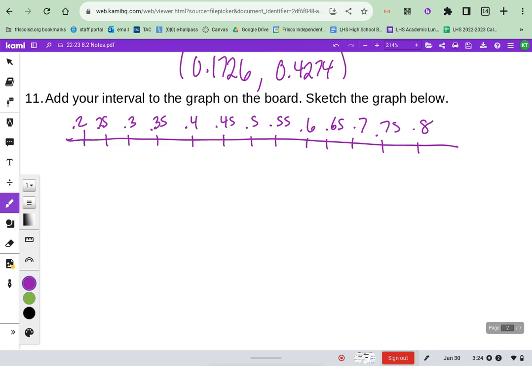So I'll do this one first. So 0.17 to 0.42. So my confidence interval looks like that. So the dot in the middle is my p hat, which is smack dab in the middle of my confidence interval at 0.3. Can someone shout out another confidence interval?